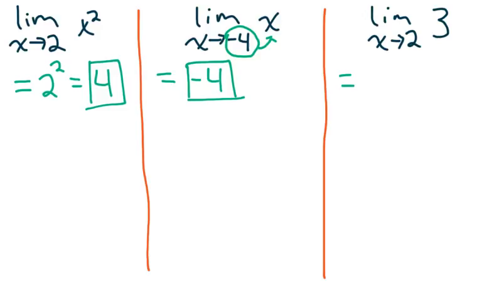Now, this third one here is actually a little more basic, but it confuses people sometimes because there's nowhere to plug that 2 in. So we say, well, what is the limit as x approaches 2 of the constant function 3? Well, the constant function 3 is always 3. It really doesn't matter what x we're approaching. The limit is just 3 because the function is always 3. It wouldn't matter if x was approaching 75 or negative 9 million. The function is always 3, so the limit is always 3.